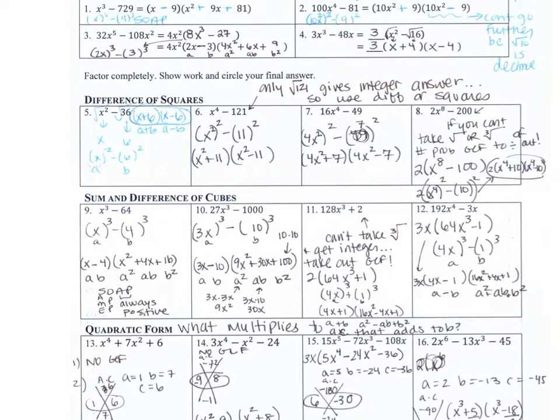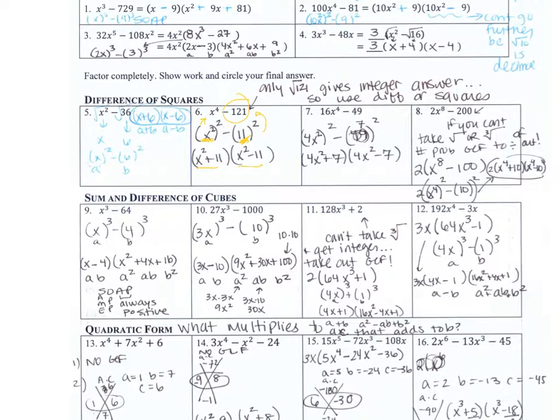So when you need to factor with difference of squares, you hit the square root button of 121, you get 11. So we know in this cubbyhole it's 11, because 11 squared is 121. We know that this cubbyhole has to be x squared, because x squared to the second gets you x to the fourth. So it's x squared plus 11, x squared minus 11.